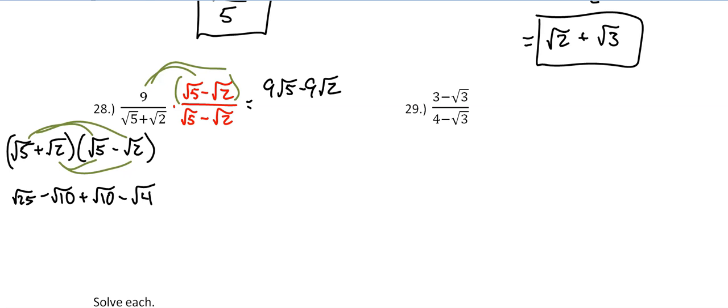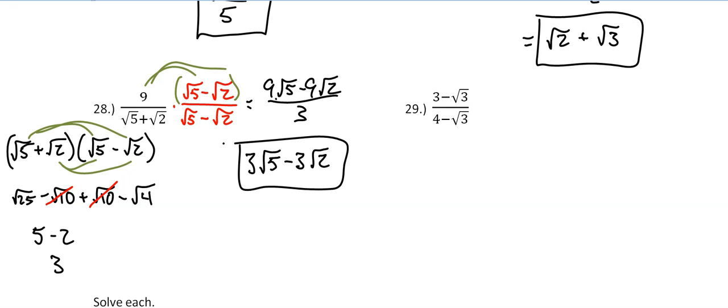The middle terms, once again, cancel, and I can simplify. So I simplify, that's a 5 minus a 2, which is a 3. So that's my denominator. And now reduce the whole fraction. Notice all those outside numbers are divisible by 3. If I use my distributive property, that's 3 root 5 minus 3 root 2. That's it.